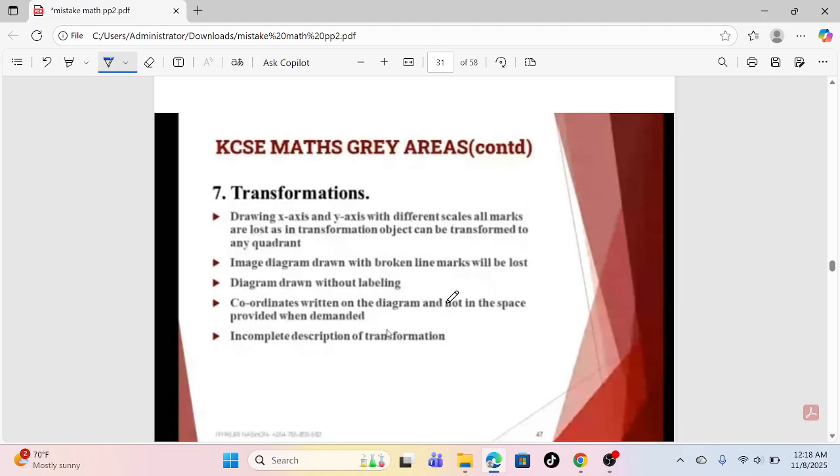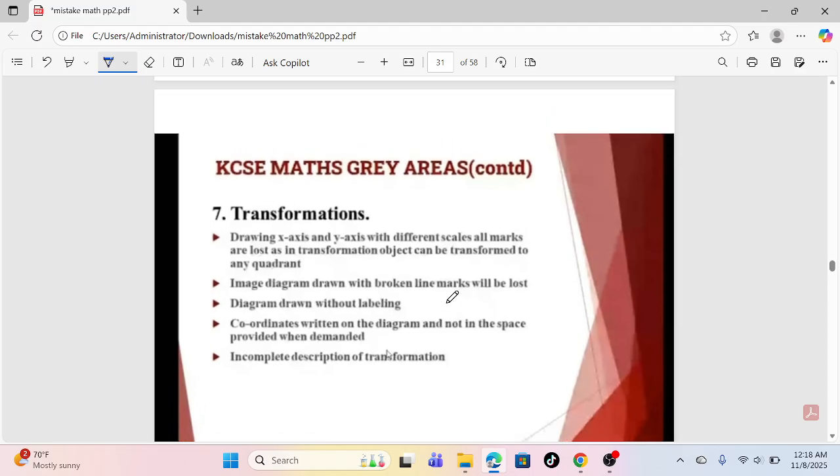Transformation pia niliongelea last class, tulisema transformation is x-axis and y-axis with different scales, all marks are lost. Imagine 10 marks question, kitu tu umechora tu graph umechora na ukatumia x-axis scale tofauti, y-axis scale tofauti, max yote unakosa. That's kitu swali rahisi tu unajua. So make sure that all the axes have the same scale.